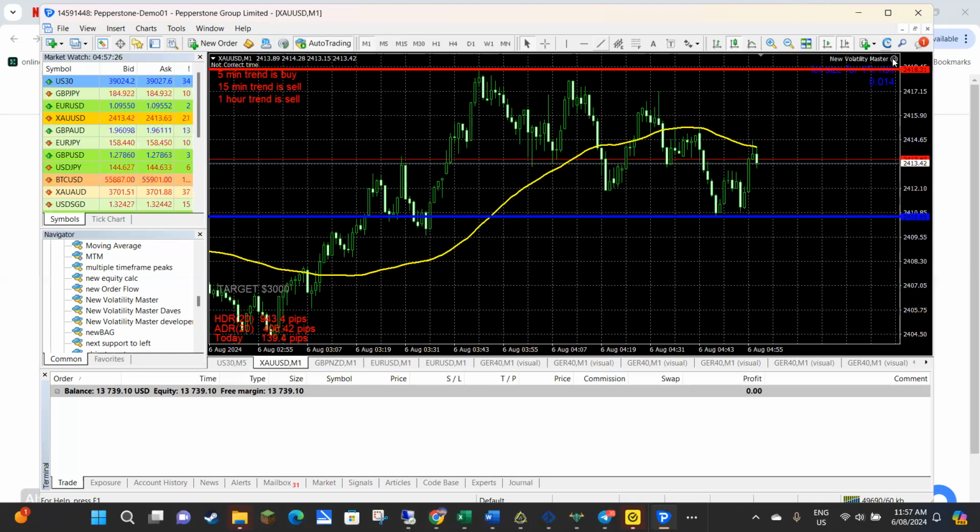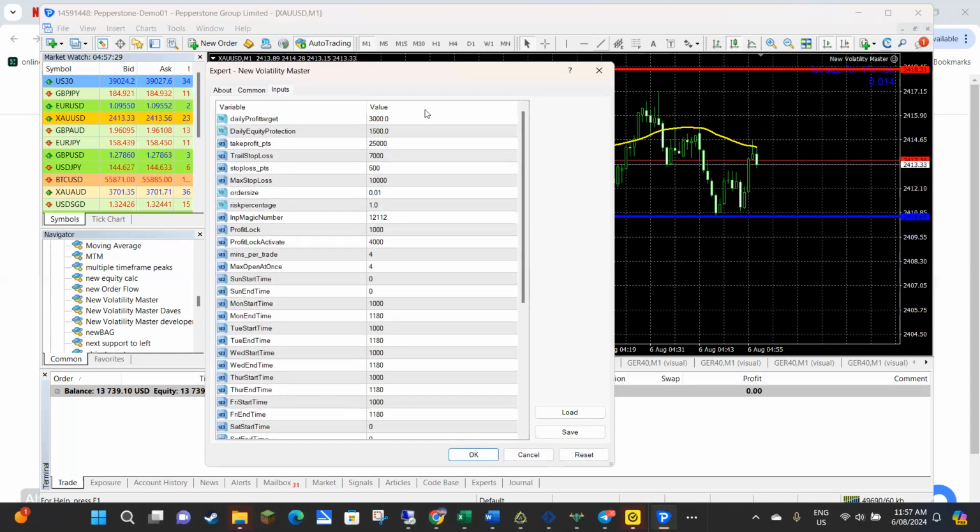And as I said, on this particular broker, which is Pepperstone, you do need to, as we just showed, drop a 0. And we need to drop a 0 on the take profit because that's in points. The trailing stop loss, that's also in points, so we would have to drop a 0. The stop loss in points, we'd have to drop a 0. The max stop loss, we would have to drop a 0. The profit lock settings, they are also in points, so we would have to drop a 0 and drop a 0.